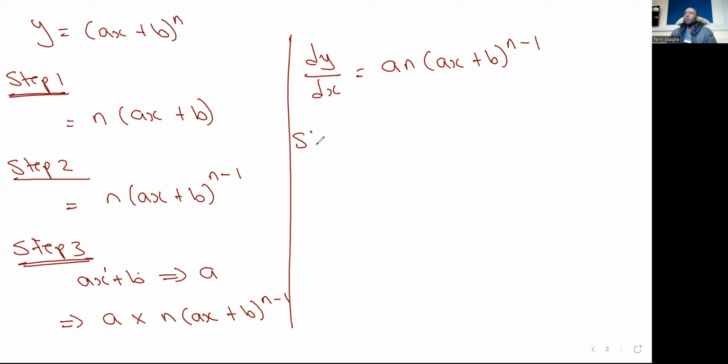Then step 4, depending on the answer you get, you then what? You then simplify. All right, let's pick an example, so that you have real numbers and can relate to it better. Let's assume we have the example y is equal to (4x + 3) raised to the power 5. So what are we going to do?